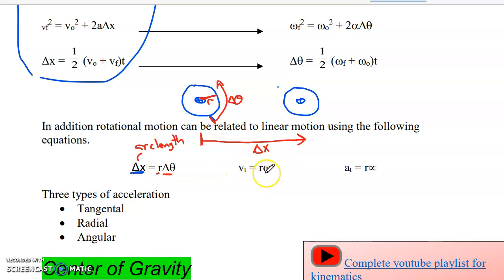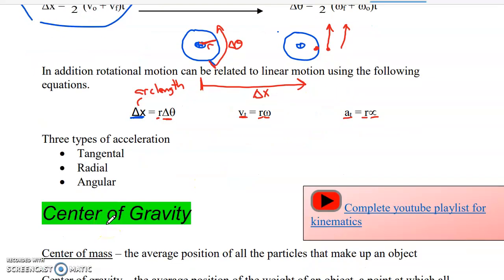Without showing any derivations, it should also follow that the tangential velocity, or the velocity of a point on this edge at a tangent, would be equal to r times omega. Likewise, the tangential acceleration, again along a tangent, would be r alpha.